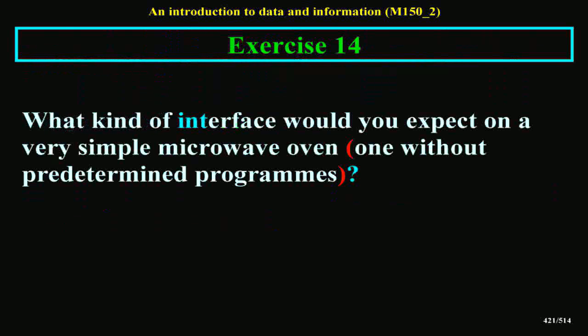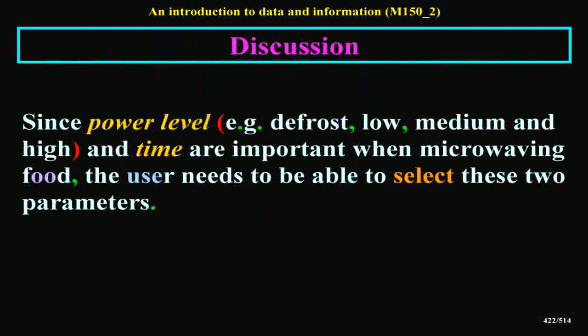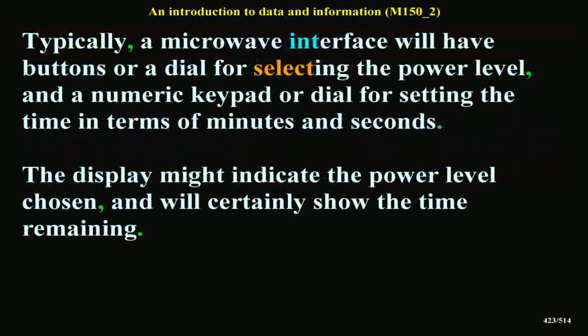Exercise 14. What kind of interface would you expect on a very simple microwave oven, one without predetermined programs? Discussion. Power level, e.g. defrost, low, medium and high, and time are important when microwaving food. The user needs to be able to select these two parameters.